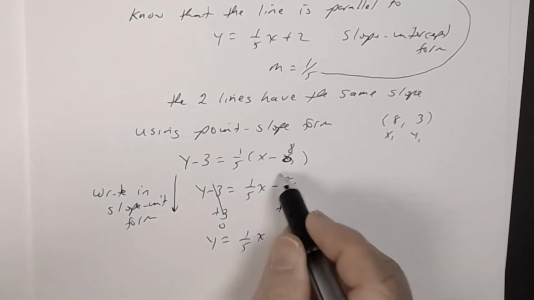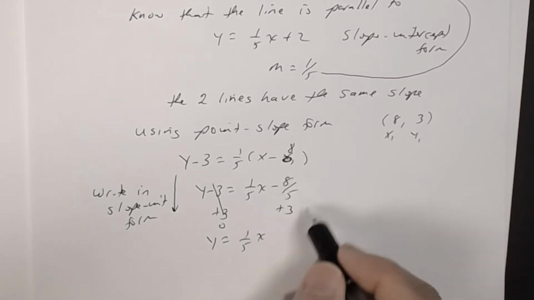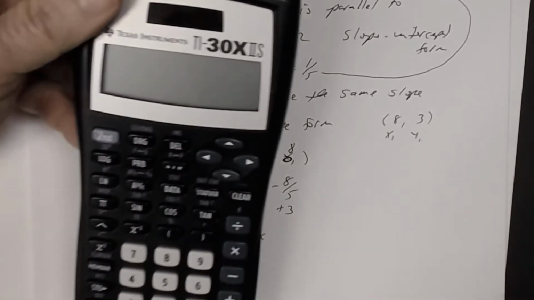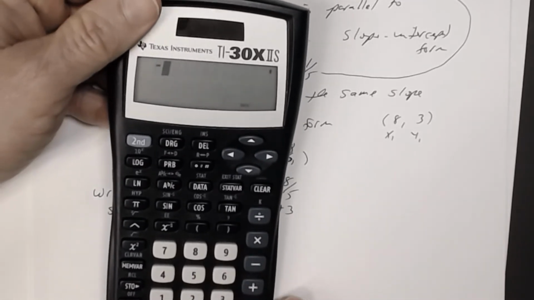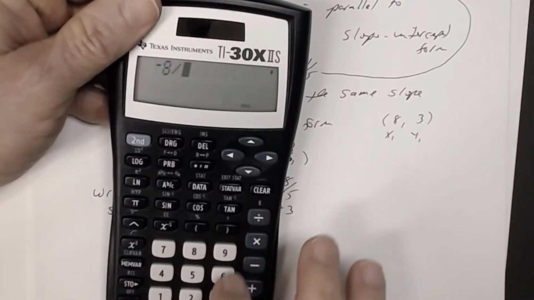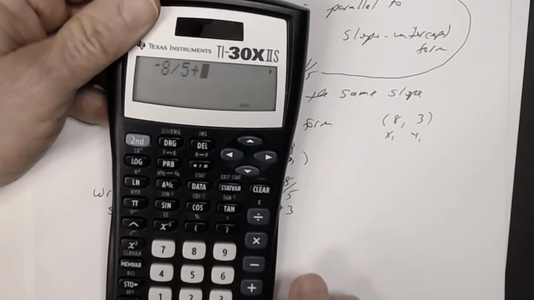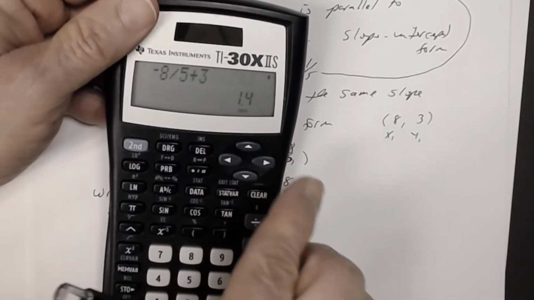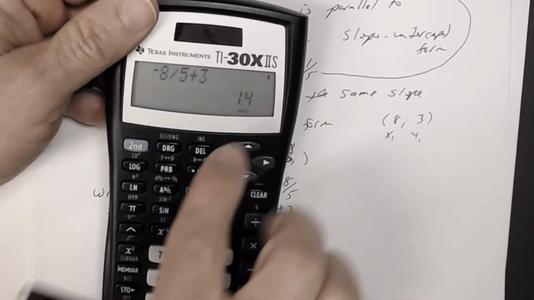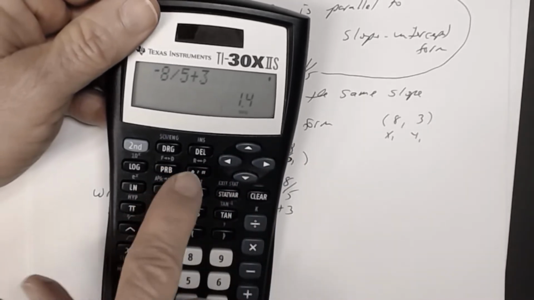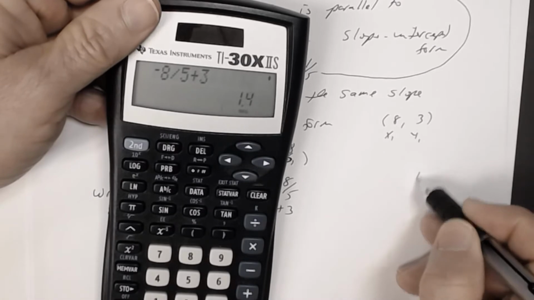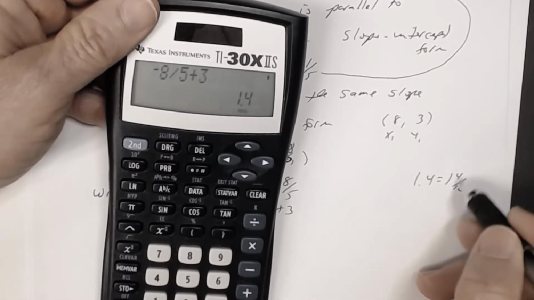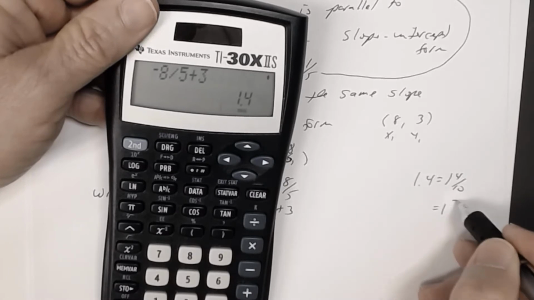Now you need to determine what negative 8/5 plus 3 is. So use your calculator. Negative 8/5, 8 divided by 5, plus 3, equal, and you get 1.4, which is 1 4/10. But you want to write this as an improper fraction. So you may remember this. 1.4, remember, is 1 4/10, right? Which reducing the 4/10 becomes 1 2/5.